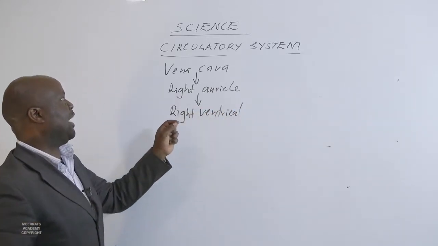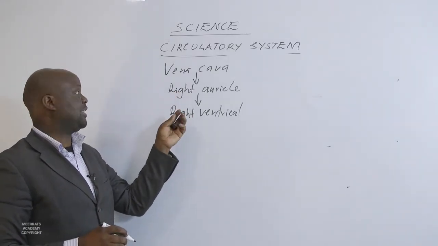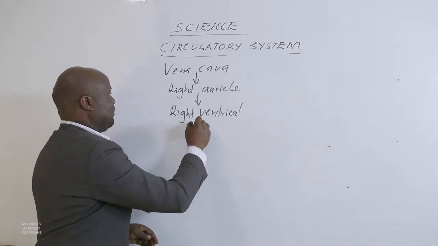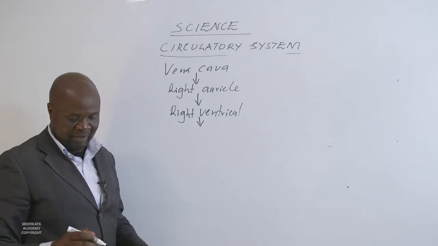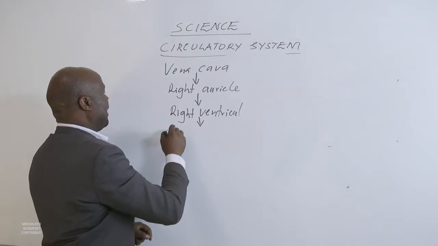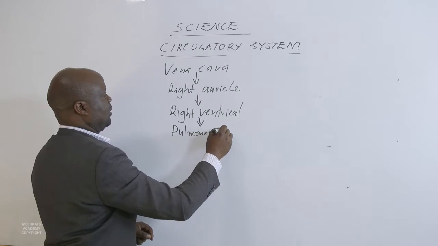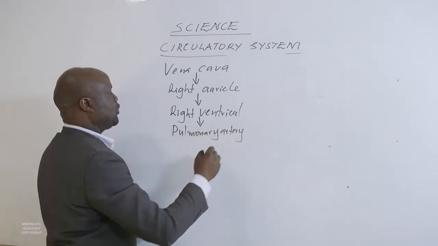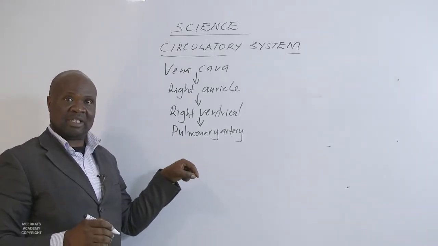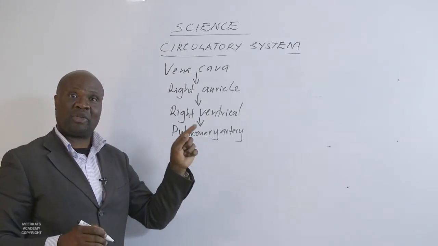We can see the flow of blood from the vena cava, the main vein, then to the right auricle, that's the first part of the heart. Then it goes to the right ventricle, the second part of the heart down there. Then from the right ventricle, it leaves the heart through the pulmonary artery. It is heading straight to the lungs.